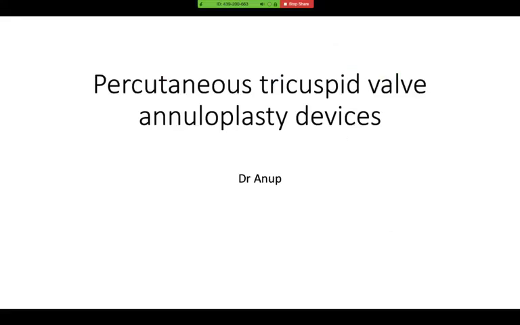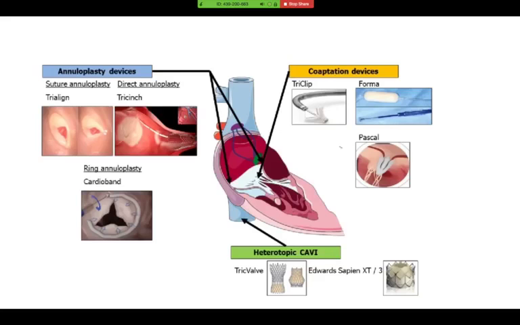Most of these devices are still in the research stage, and it's still very early to see them in regular practice. These percutaneous devices are divided into 3 types. You have annuloplasty devices that act on the annulus and reduce the annulus size. We have 3 devices in the market. Then we have coaptation devices that reduce the coaptation distance and the regurgitation orifice area. We have 3 devices in that sphere.